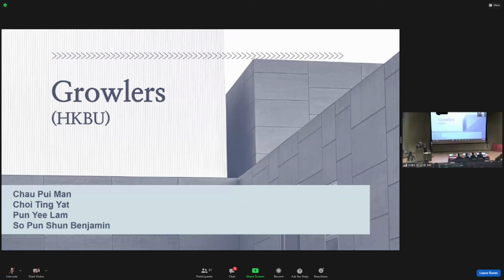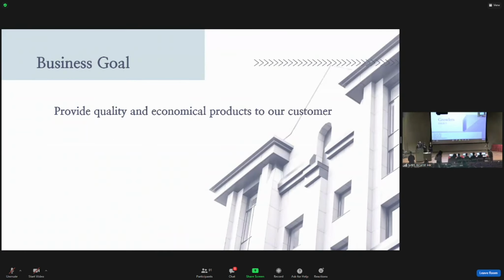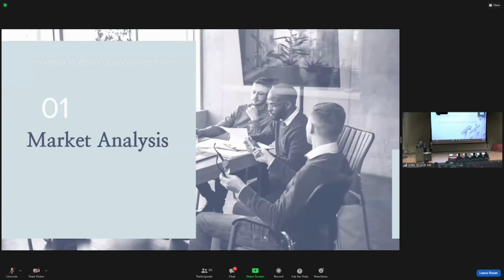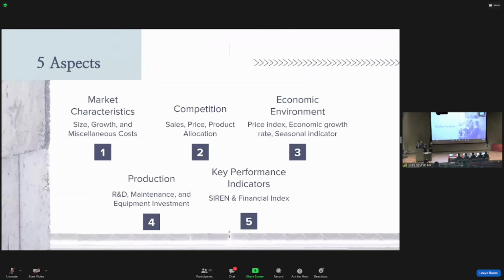Good afternoon, fellow judges, guests, and students. We are Doris from Hong Kong BU. I'm Vanessa. Today, I would like to talk about our experience for today. To start with, our business goal is to provide quality and economical products and pursue continuous development. We think that accurately estimating the potential demand is the key to success today, which ended up earning the highest profit of the last round. In this part, I will talk about how we analyze the markets and thus determine a strategy.